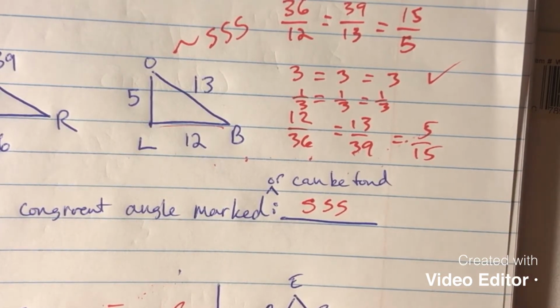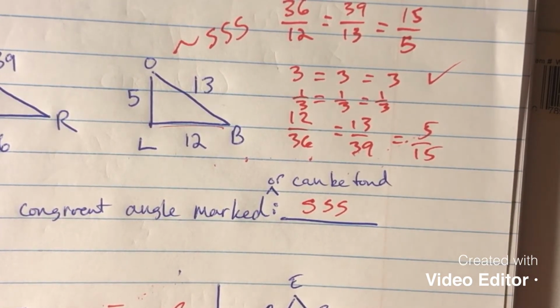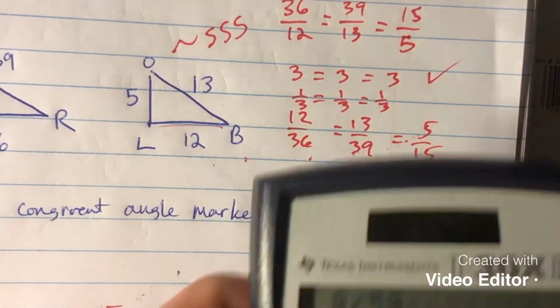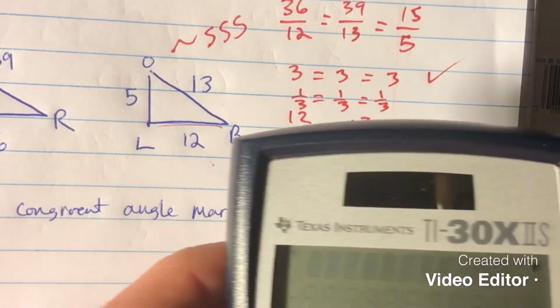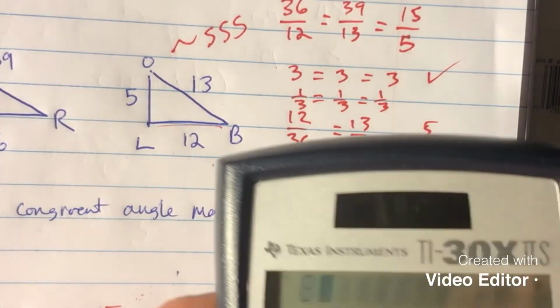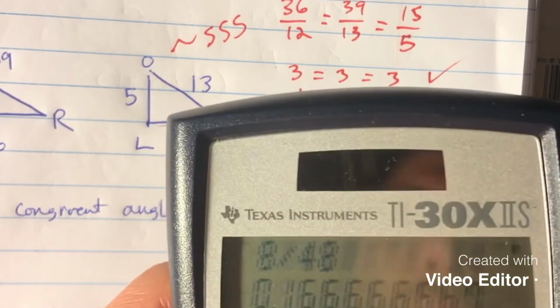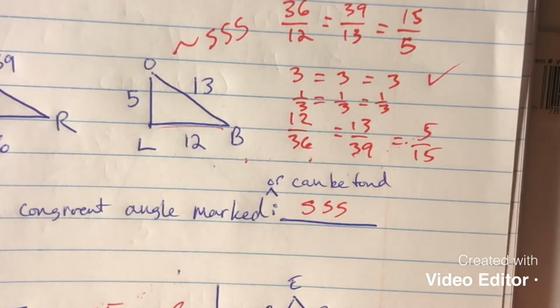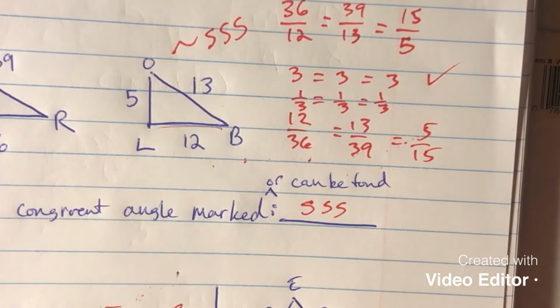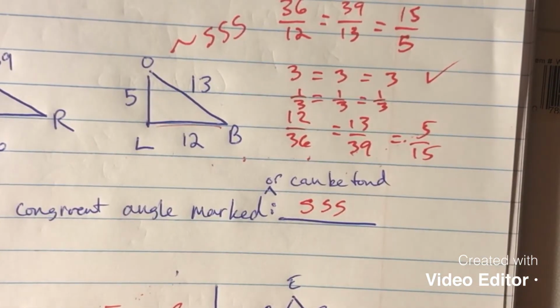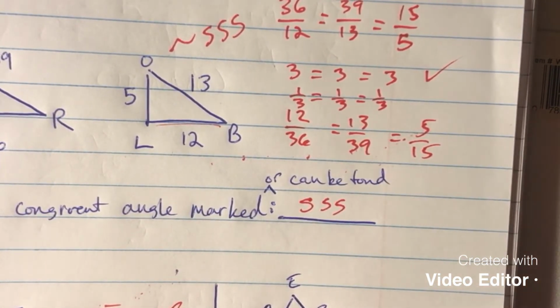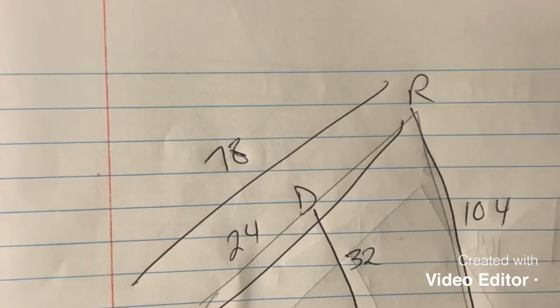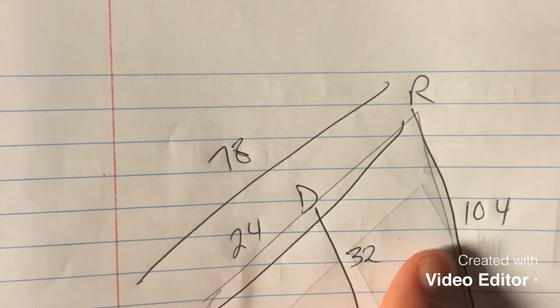I can go ahead and do this and put it down, but I can't prove it with side, side, side. I'd have to prove it with side, angle, side. 8 divided by 48 is 0.167. So these two match, but again, I'd have to have an angle marked, and I don't have an angle marked, so I got nothing.